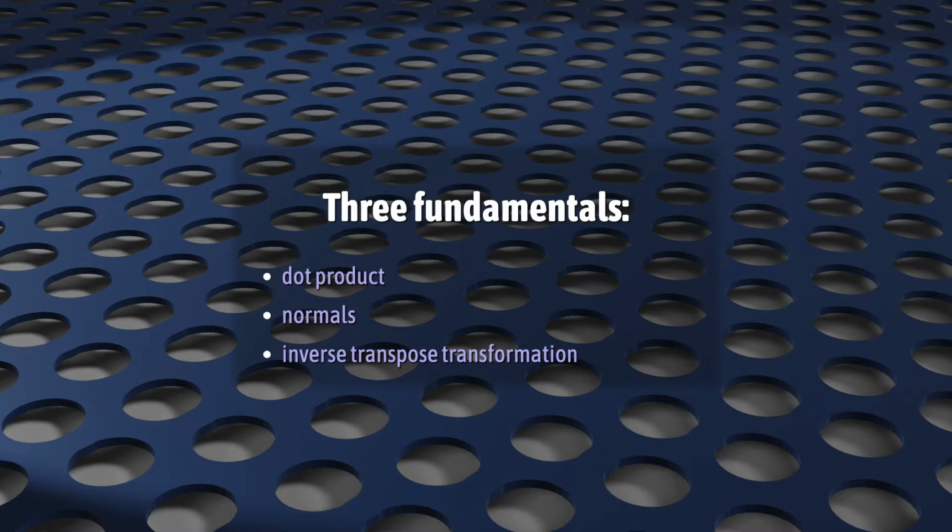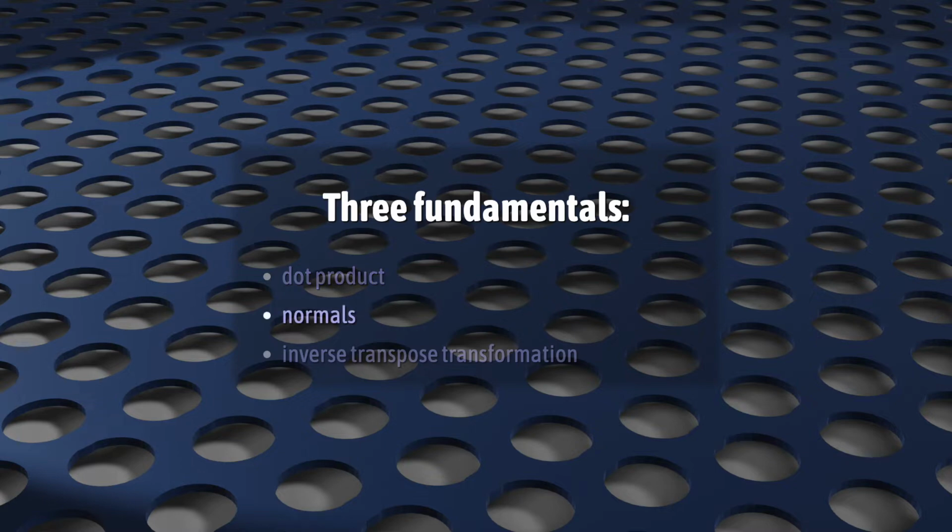Here are the 3 fundamentals that, if you can commit to memory, will make diffuse lighting much easier. We'll go over each of these in more detail over this video. The dot product gives us our lighting value. It calculates a single number that represents the brightness of a particular part of our mesh.